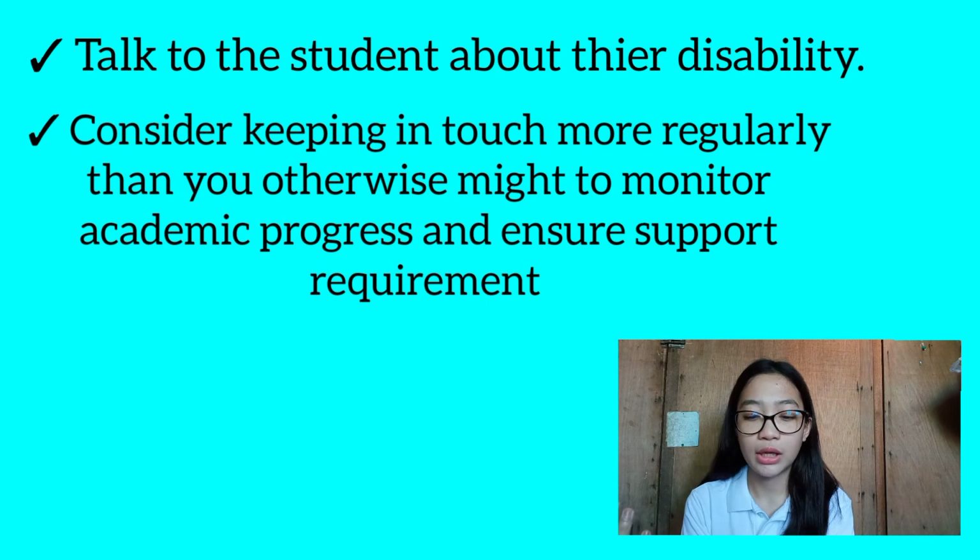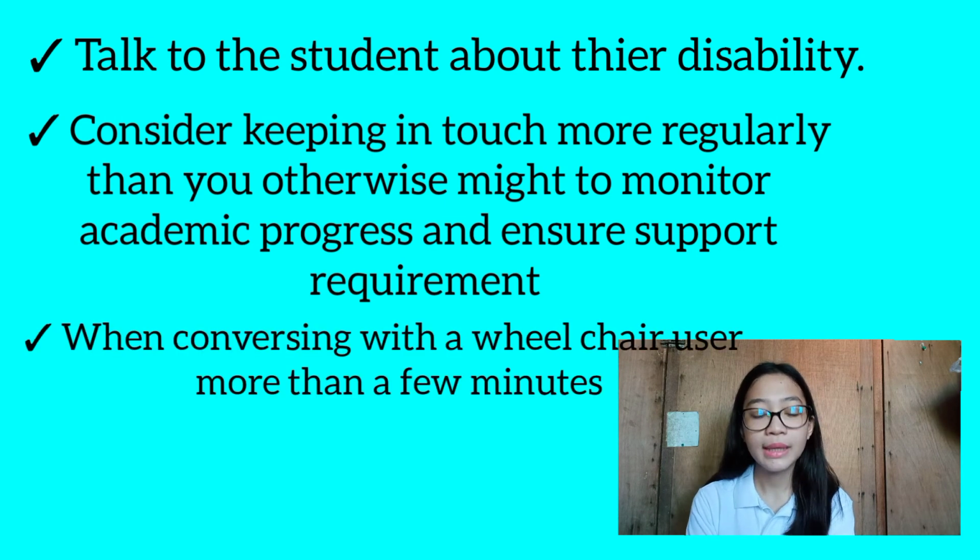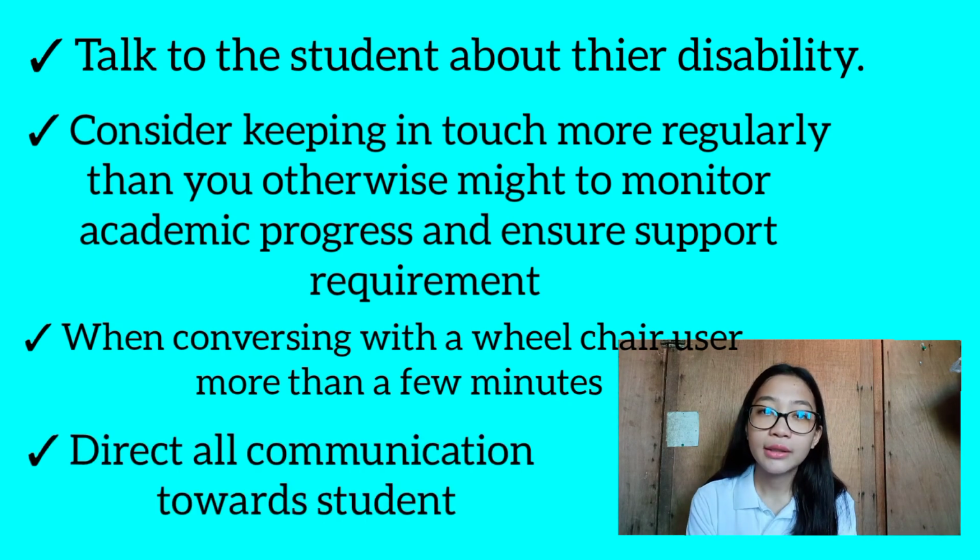So you have to acknowledge that variable attendance might in some cases be due to their disability rather than lack of effort. The third one is, when conversing with a wheelchair user for more than a few minutes, sit down at the same level, or move back so that the student doesn't have to strain their neck. Do not touch or attempt to move someone's wheelchair without their permission. And the fourth one is, direct all communication towards the student, not their support worker, if they have one.